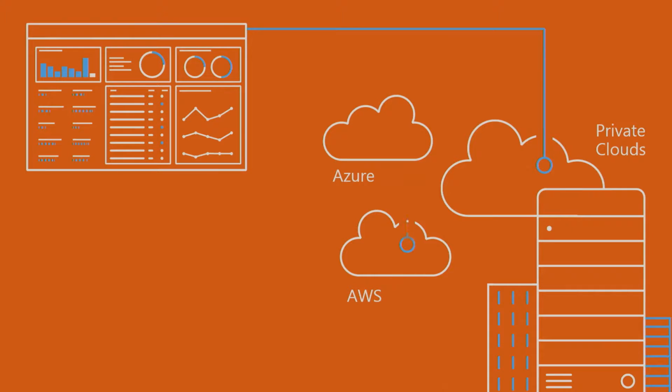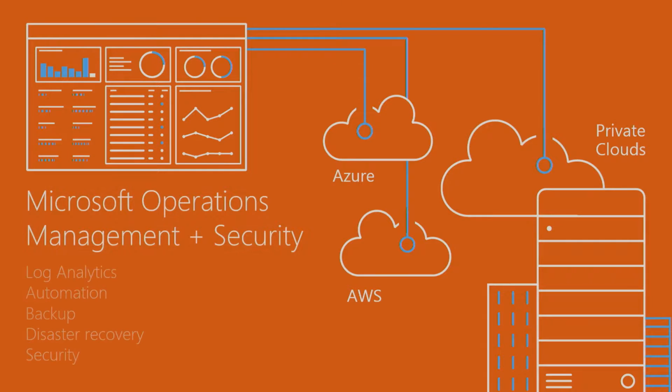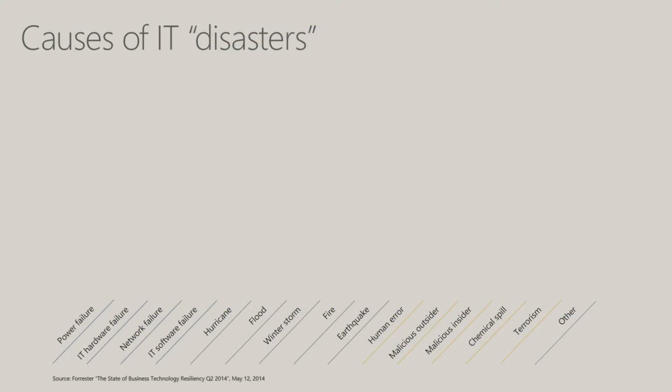Operations Management and Security is Microsoft's hybrid cloud management suite, which provides hybrid cloud management for your private cloud and for your public cloud, be it AWS or Azure. It consists of multiple services, be it log analytics, automation, backup, and disaster recovery. In today's session, we will drill down into the disaster recovery capabilities inside Operations Management Suite.